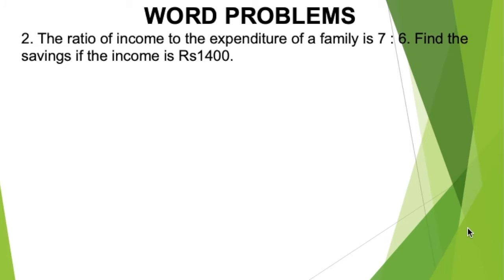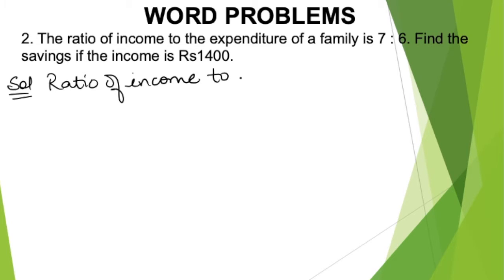So I hope the question is clear to you. Moving on to another word problem. The ratio of income to the expenditure of a family is given as 7:6. We need to find the savings if the income is rupees 1400. So first of all, let's again write what all is given to us. We are given the ratio of income to expenditure, which in this case is given as 7:6.